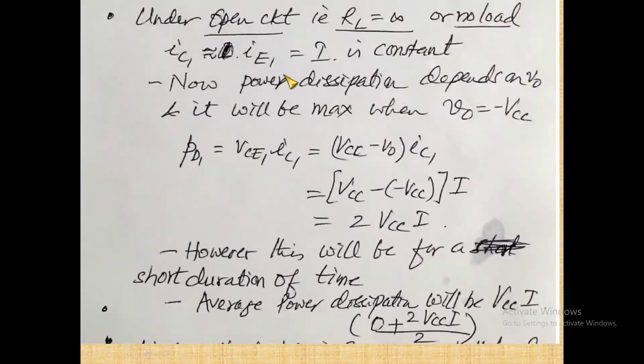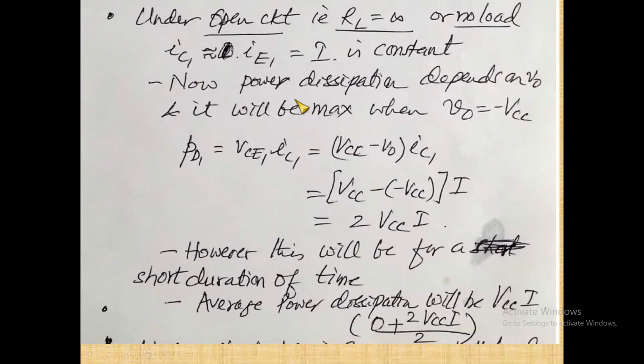IC1 will be equal to IE1 will be equal to I. So there is no IL. IL is not there when RL equals infinity, and under that condition, the value of IE1 and almost IC1 will be equal to I itself. So now the power dissipation depends on the output voltage V naught. So what is the output voltage V naught?